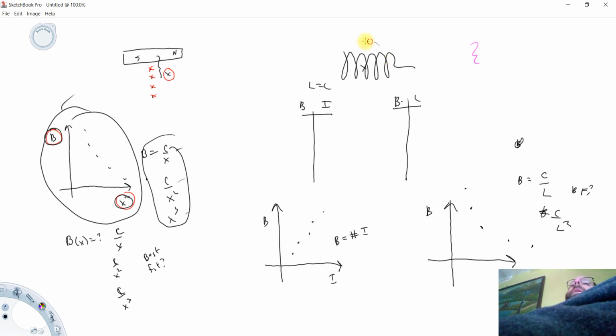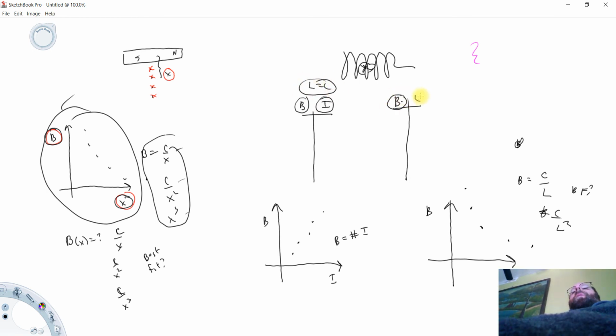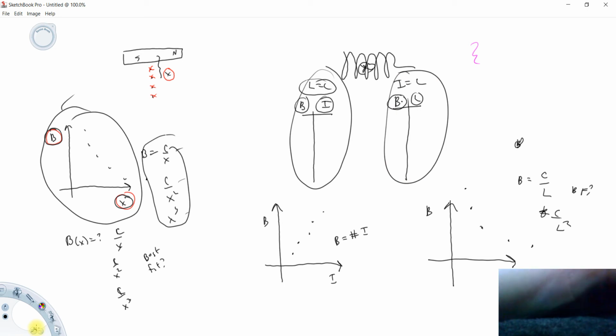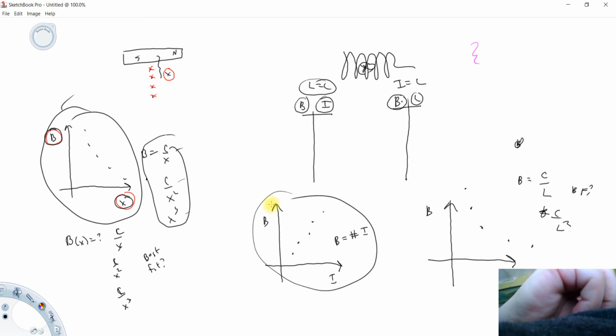All right, let's talk about the slinky here. Just yesterday in lab, you were taking magnetic field strengths at the center of a slinky. So I put that little X there. And you did two things. You did field strength against current, holding the length constant, and you did field strength against length, holding the current constant. So make a graph for these and a graph for these. And those graphs should look like this.